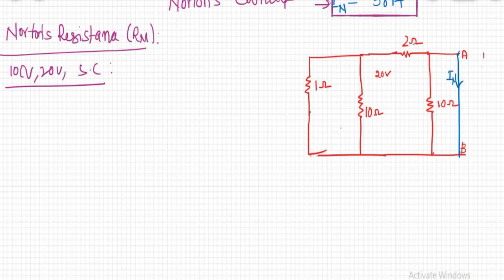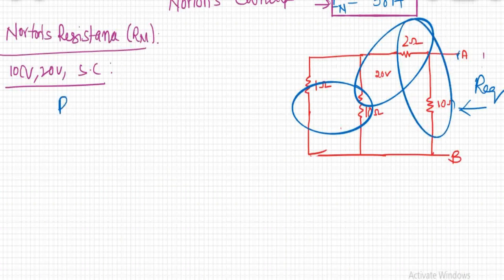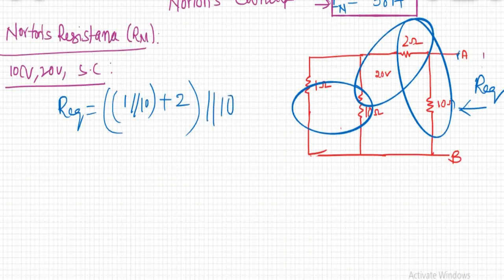So these two are short circuited. Now we are going to look from the A and B terminals to find the equivalent resistance. Okay, so this is the equivalent resistance. You know how to solve it, right? Here these two are in parallel and the rest will be in series, and the resultant will be in parallel. So the resultant equivalent will be 1 in parallel with 10, and this entire combination will be in series with 2, and this entire combination will be in parallel with 10. So that is your equivalent resistance.